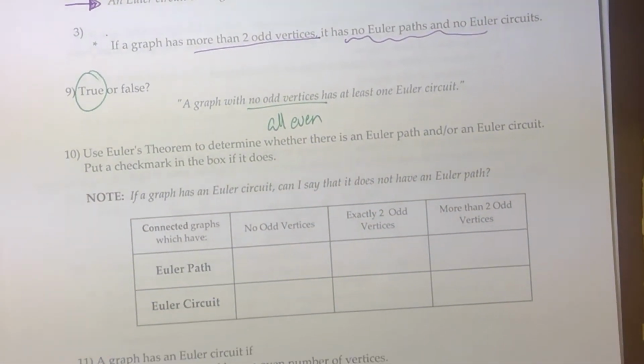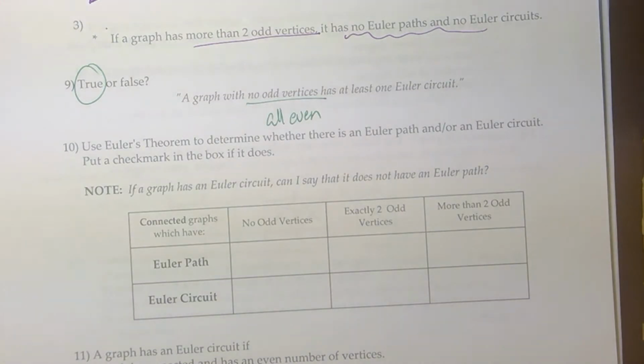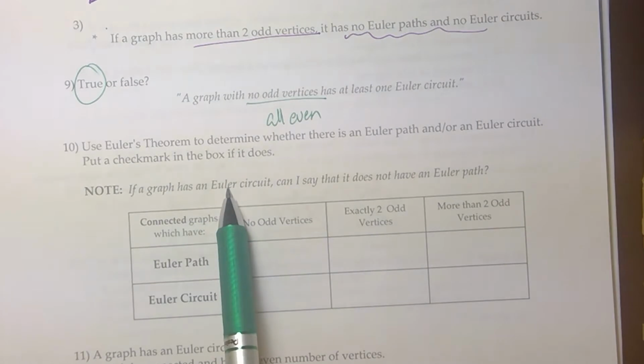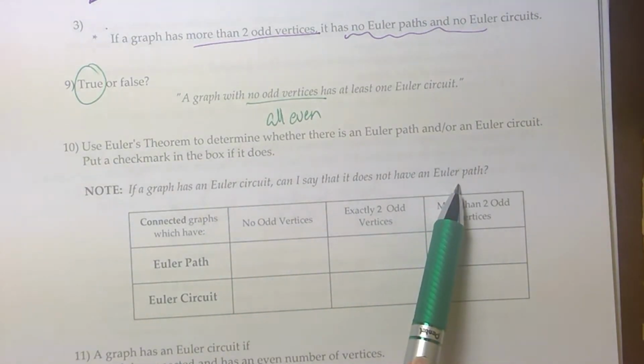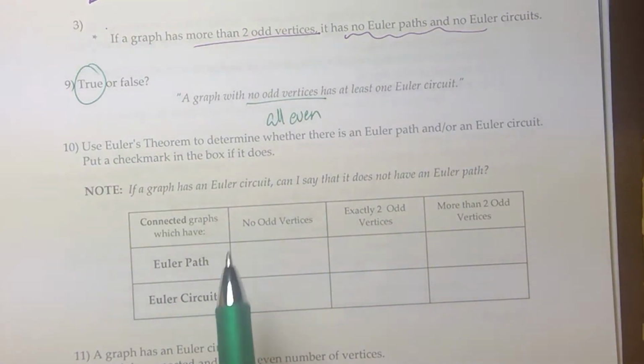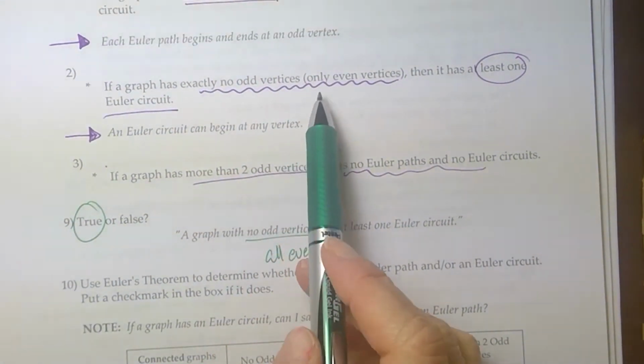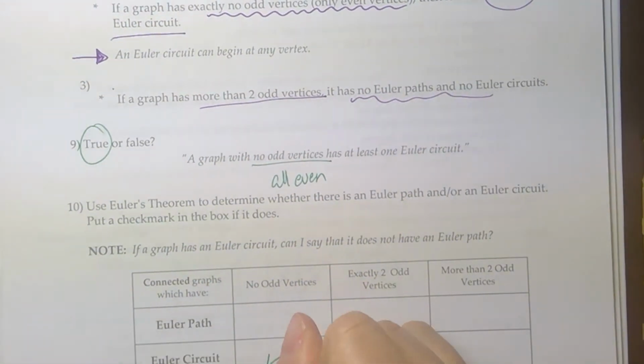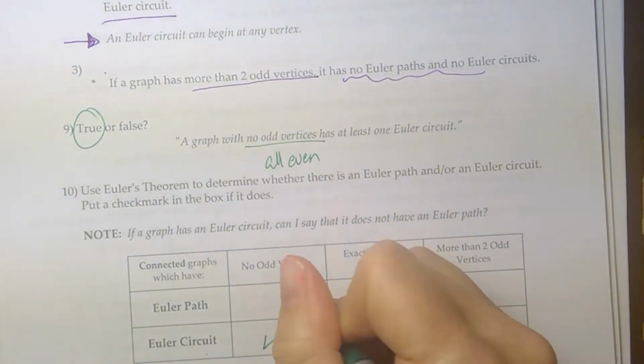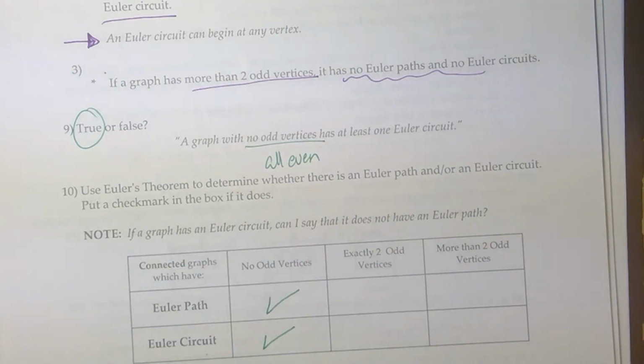Use Euler's theorem to determine whether or not there's an Euler path and or an Euler circuit. Note, if a graph has an Euler circuit, can I say that it doesn't have an Euler path? Well, no, because every Euler circuit is an Euler path. So if it has an Euler circuit, then I also have Euler paths. Okay, what if I have no odd vertices? Well, if I have no odd vertices, they're all even, right? And point 2 said if they're all even, I have at least one Euler circuit. And since every Euler circuit is an Euler path, I got those 2.